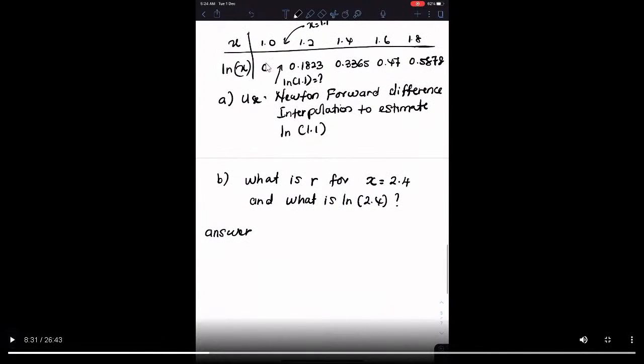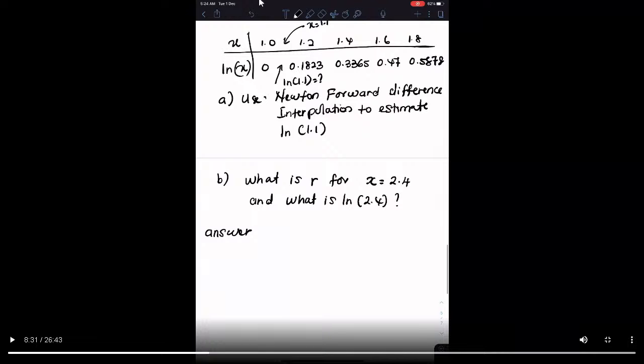So what is the value of N? 0, 1, 2, 3, 4. You have 4 data. So you need to find P for X. What is R? What is H? H is 0.2 because 1.4 minus 1.2 is 0.2.